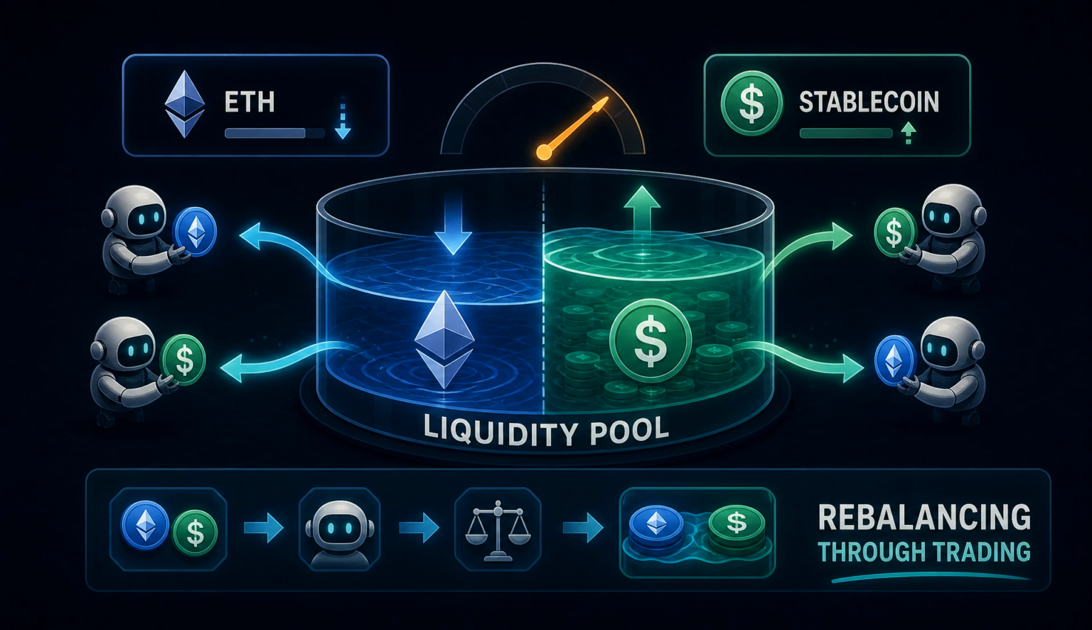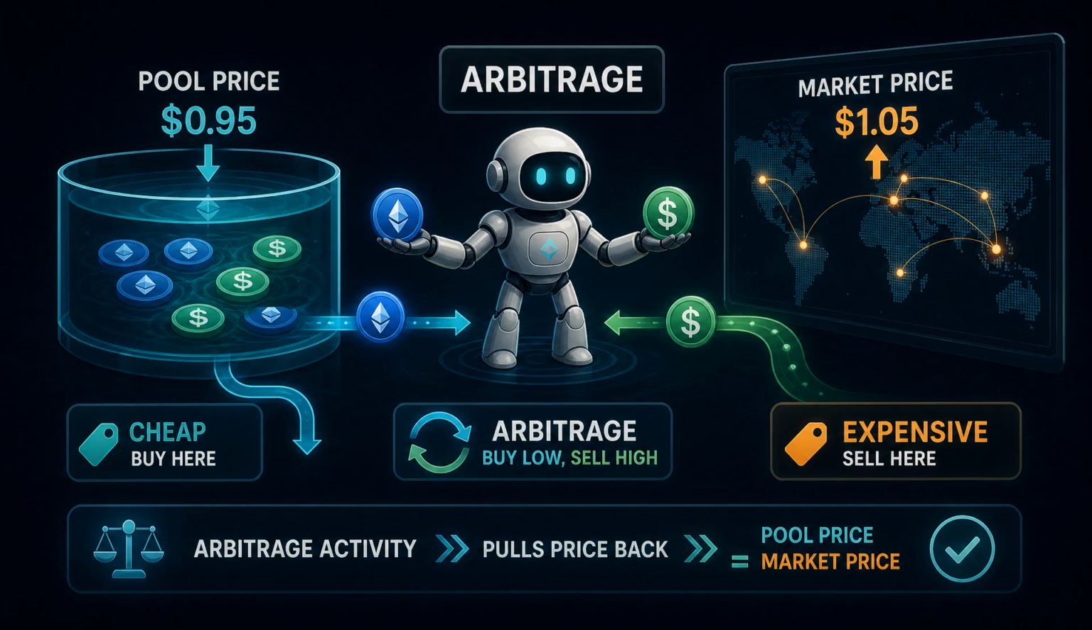If ETH rises a lot compared with the stablecoin, traders and arbitrage bots tend to buy ETH away from the pool, or buy stablecoins with ETH, depending on the price gap. The pool rebalances through trading. Pools do not know the outside world by themselves. If the pool price differs from other markets, arbitrage traders step in. They buy where the asset is cheap and sell where it is expensive.